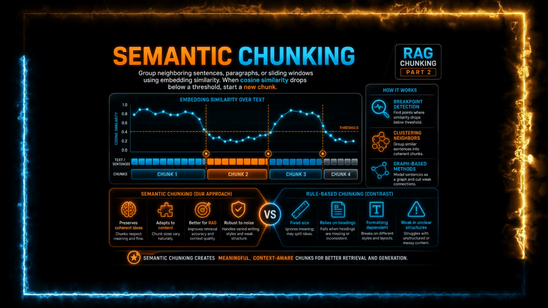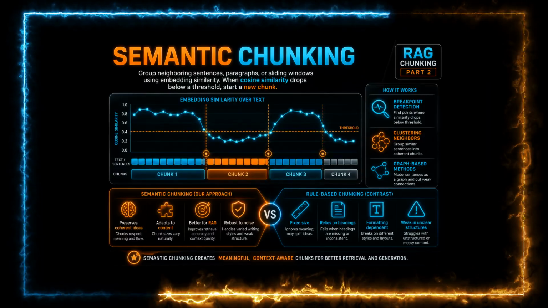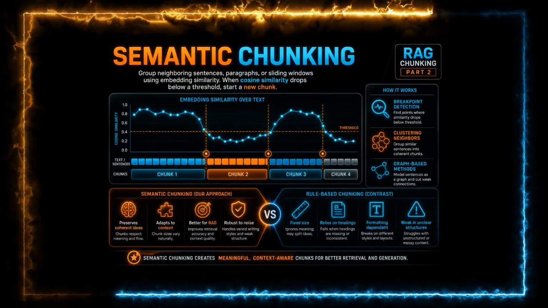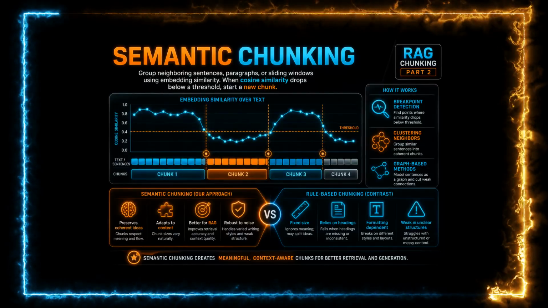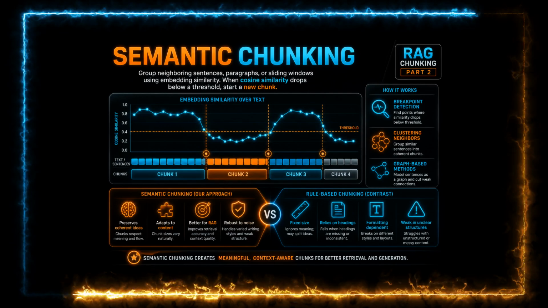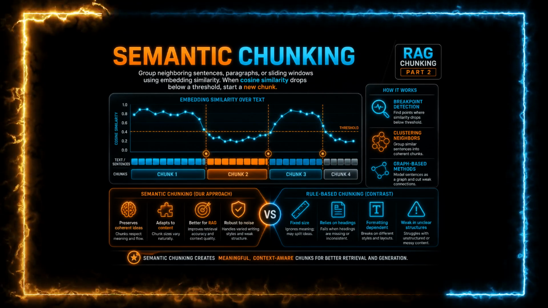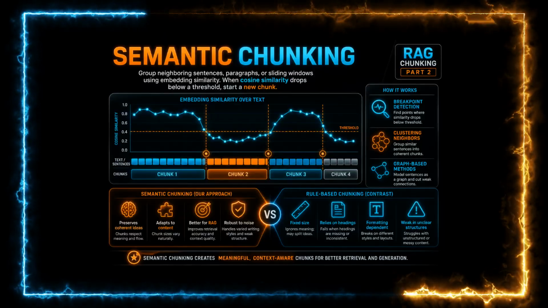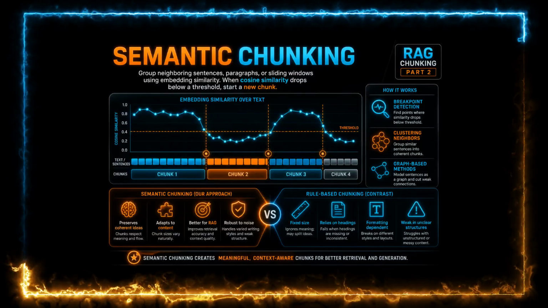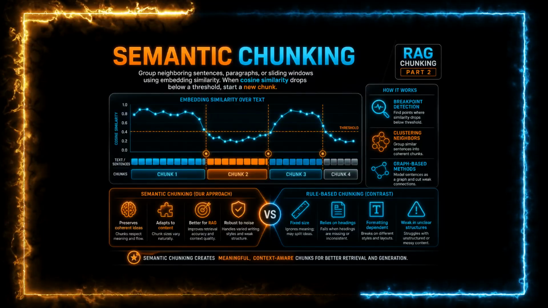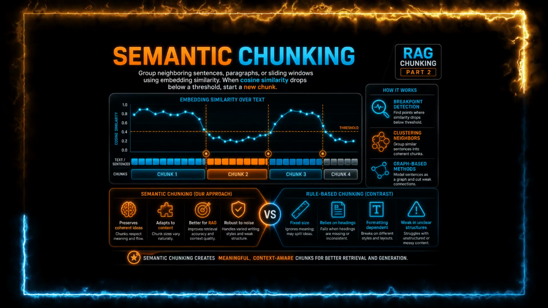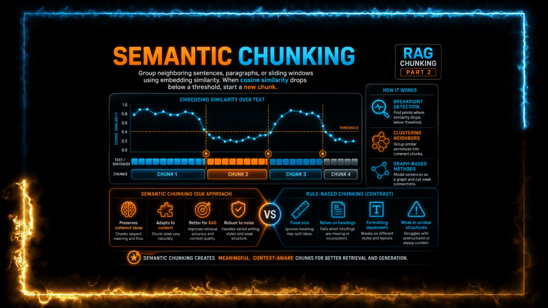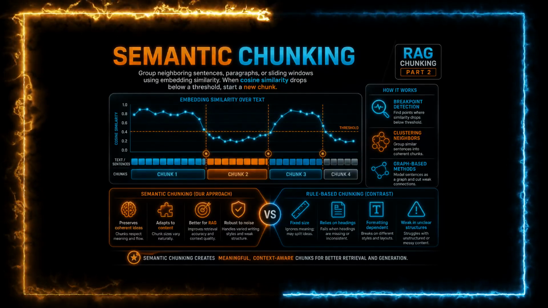Some implementations use sliding windows, sentence groups, or breakpoint detection algorithms to identify significant semantic shifts, while more advanced approaches may apply clustering or graph-based methods to group related content together. Unlike rule-based chunking, semantic chunking focuses on preserving coherent ideas rather than fixed sizes, headings, or formatting, making it particularly useful when documents have weak structure or unclear section boundaries.